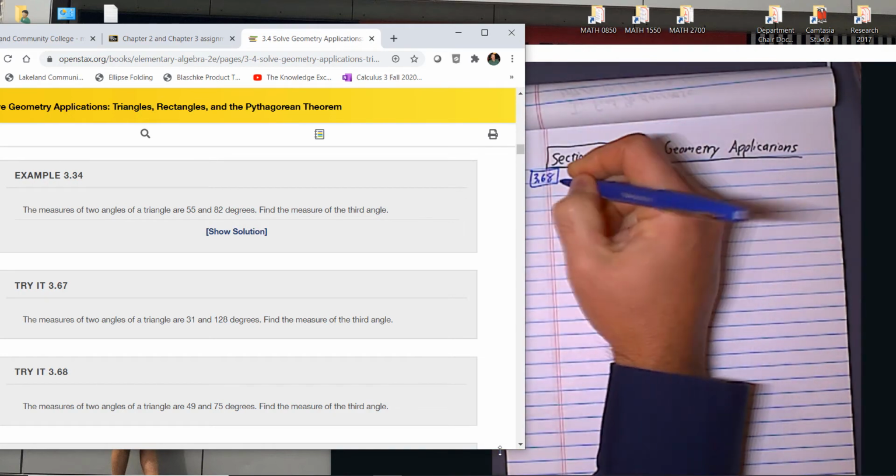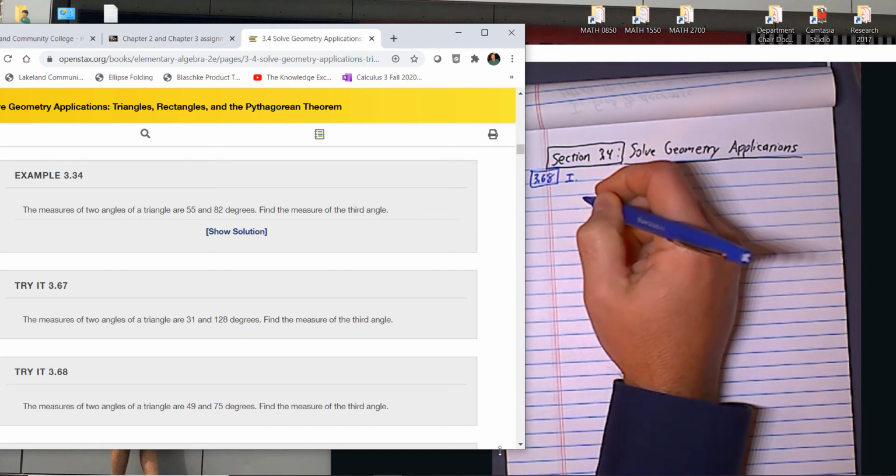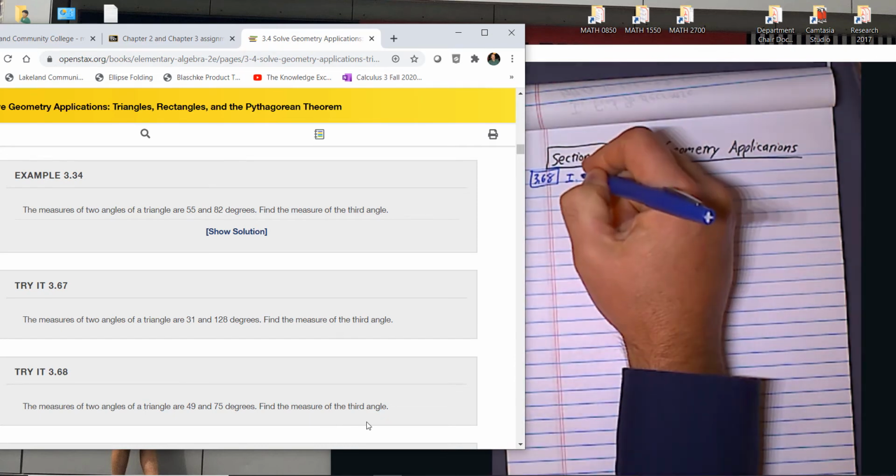And so step 1 is always, what am I supposed to find? And so it says, if you read the second sentence, find the measure of the third angle. I'm going to write that down.